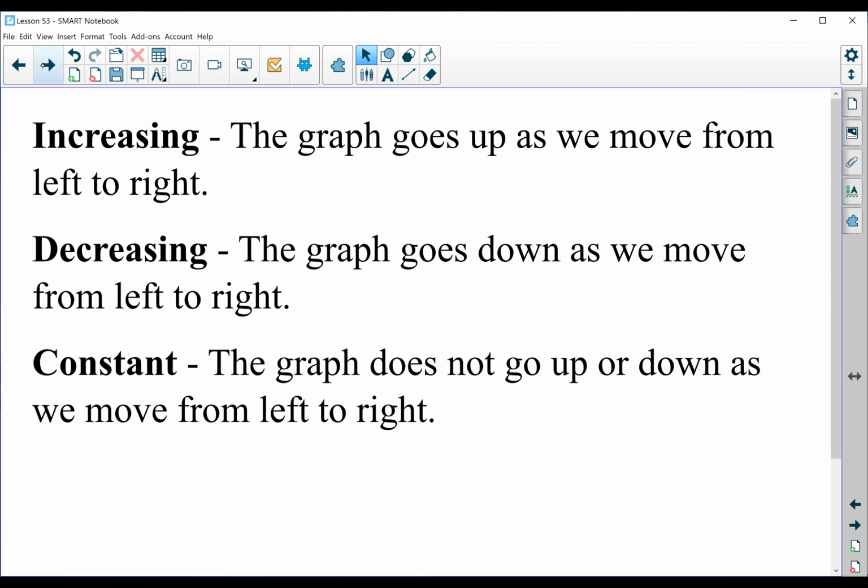All right, so just a few definitions. Increasing is when a graph goes up as we move from left to right. Everything is in terms of left to right with graphing. So increasing, the graph is going up. Decreasing, the graph is going down as we move from left to right. It's constant if it's not going up or down. So it's just a straight line, a horizontal line.